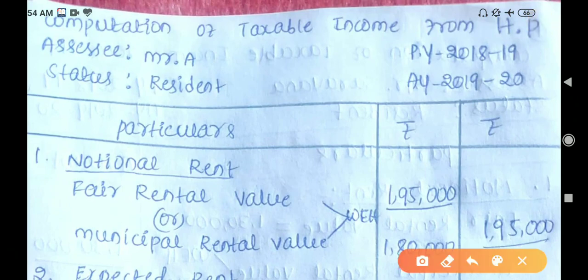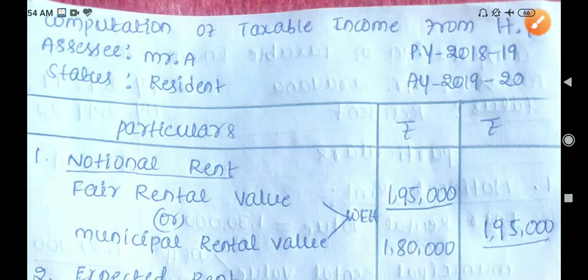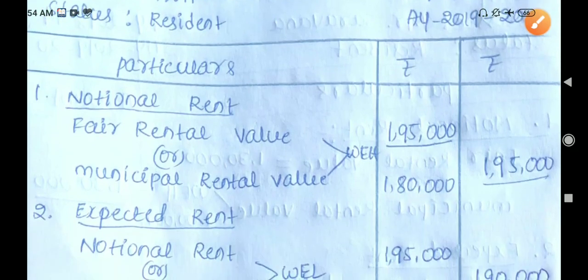So as we know, we have to write the heading, that is computation of taxable income from house property. Assessee name is Mr. A, the residential status is resident, previous year 2018-19, assessment year 2019-20. Okay, so now I have made 2 columns, one for particulars and the other for amount.